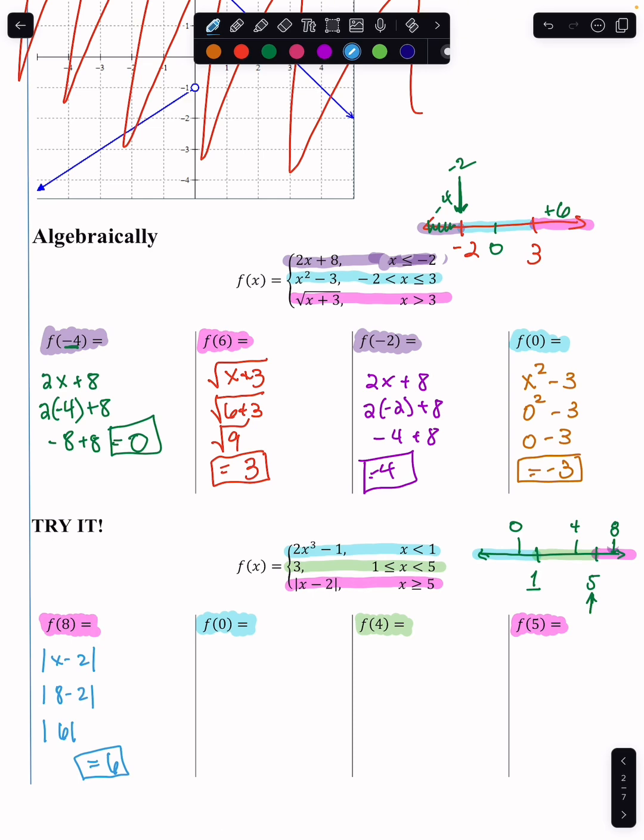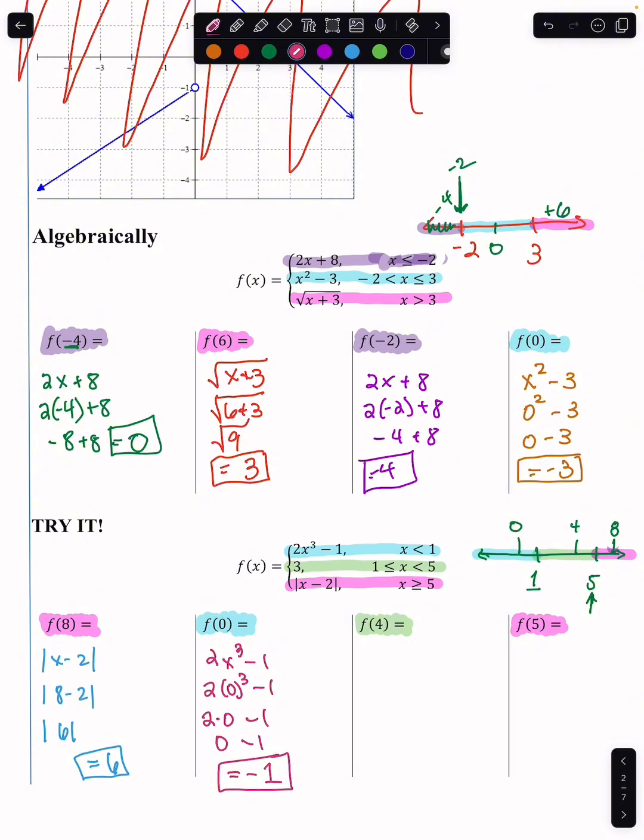F of 0, I got to plug that into the blue equation. 2x cubed minus 1. That's going to be 2 times 0 cubed minus 1. That's 2 times 0, because 0 cubed is still 0, minus 1. And 2 times 0 is still 0, minus 1. So my answer here is going to be negative 1. Okay? Next one.